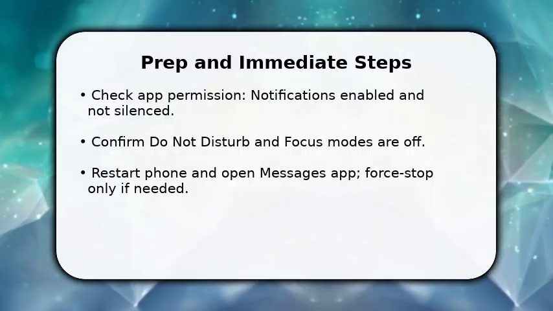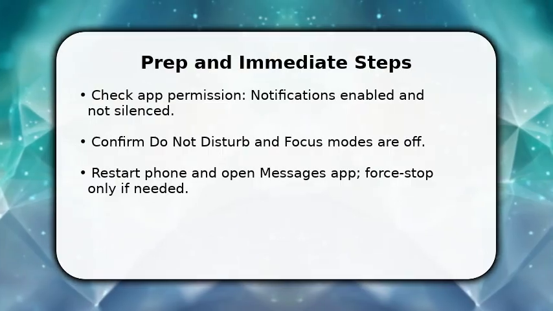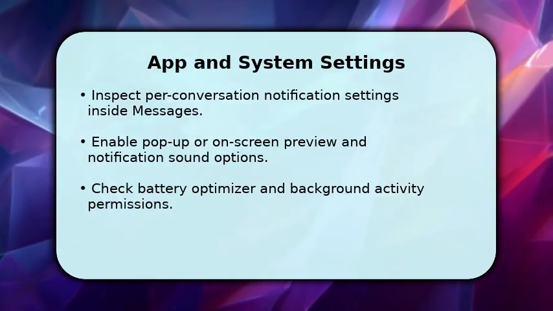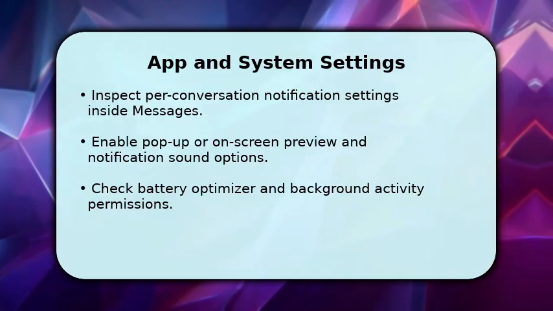Next, dig into the Messages app settings. Tap a conversation and confirm conversation-level notifications are enabled. Some threads can be muted separately. Make sure pop-up or on-screen preview and banners are turned on so messages show while you're using other apps.